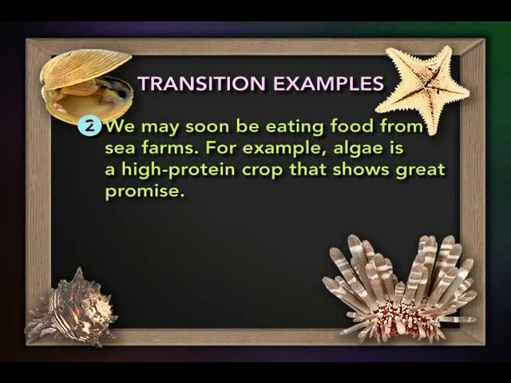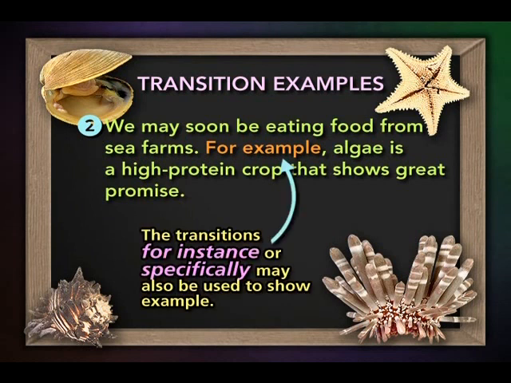Number 2. We may soon be eating food from sea farms. For example, algae is a high-protein crop that shows great promise. I used for example. I could also have used for instance or specifically. All three of those transitions show example.